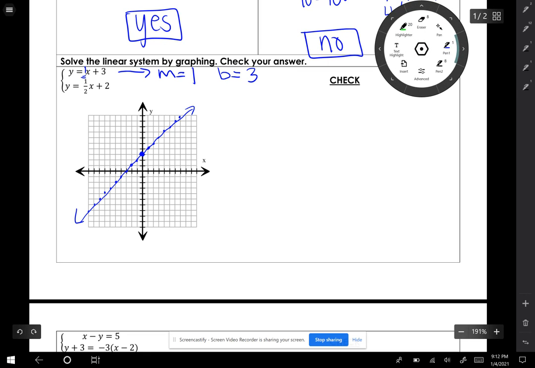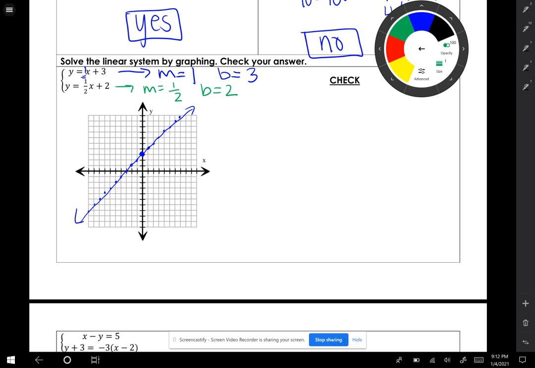Now I'm going to go ahead and graph the next line. The next one is y equals 1/2 x plus 2. For this one, our slope is 1/2. Our y-intercept is 2, so I'm going to go to 2 on the y-axis and plot a point. Then I'm using my slope of 1/2, so I'm going to go up 1, right 2.